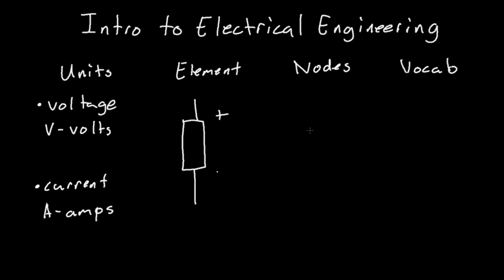So what do elements have? Well, elements have a positive and negative side. And between this positive and negative side, you can write down the voltage. So if this element had 5 volts, you write down 5V. If the voltage for this element is unknown, you can write down V1, V sub 1, V sub 2, doesn't matter. But this right here is an element, and you also have a current that goes through the element, and the current can be represented by this line here.